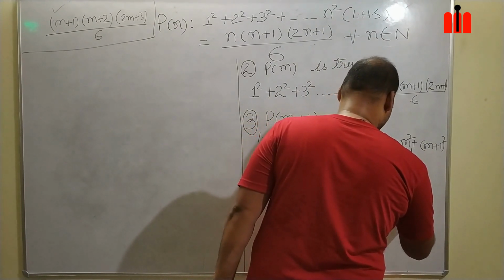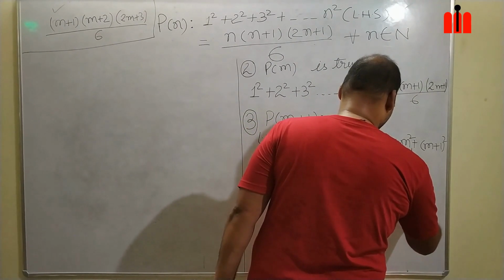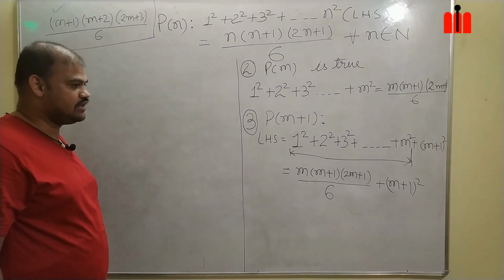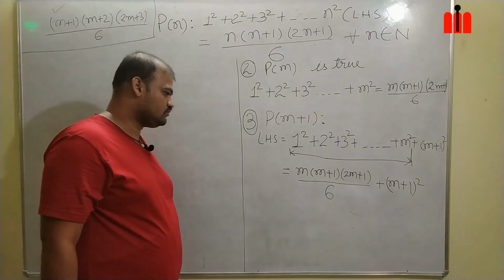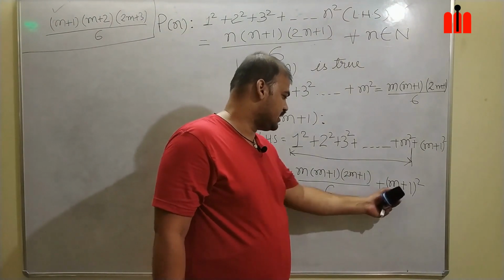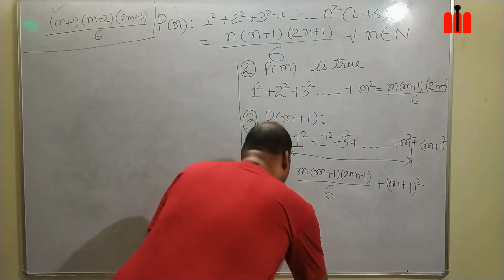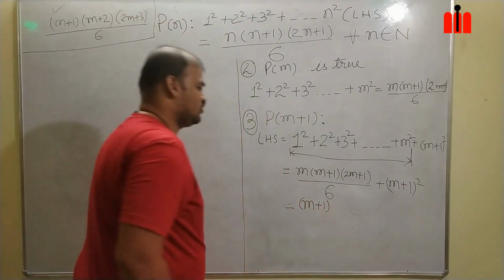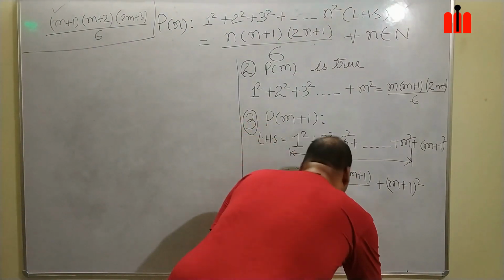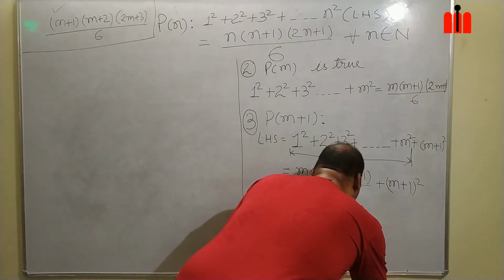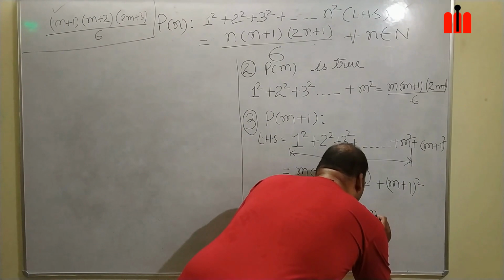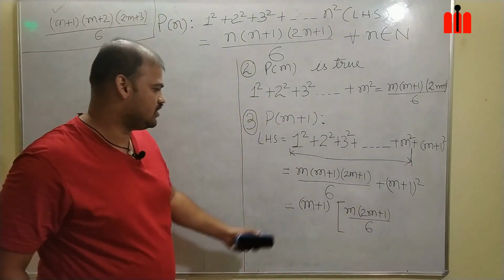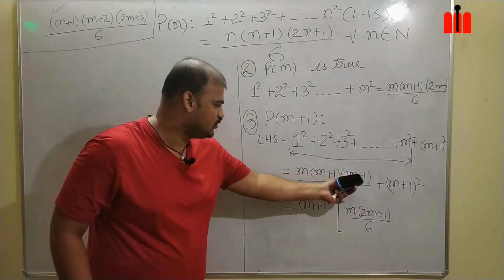Put it here, m plus 1 whole square. Done? Okay, any doubt? Right. Now in these two terms, m plus 1 is common. Let's take m plus 1 common. So you will be left with m into 2m plus 1 by 6 over here.